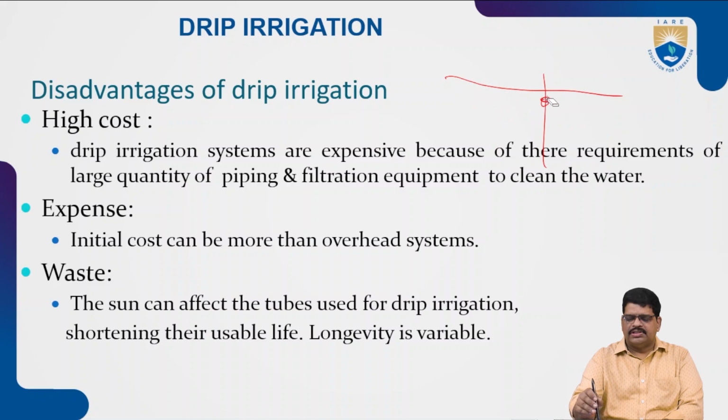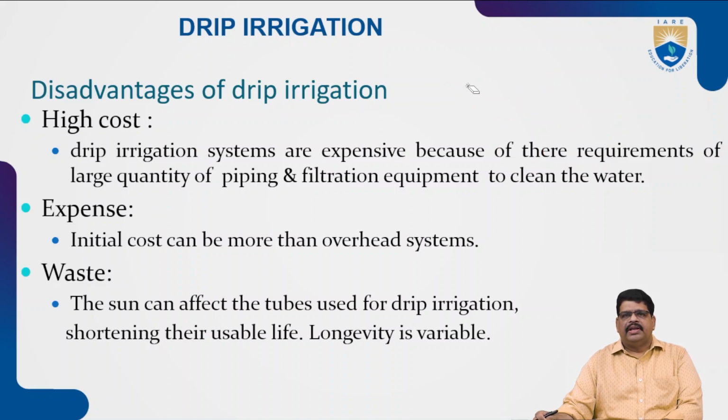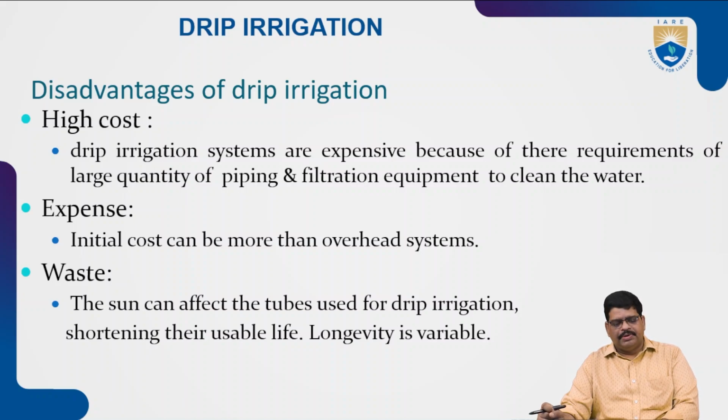So, okay, this is one of the disadvantages. Next, expense. Expense means that initially you have to purchase more of the overhead systems. Waste. Some can affect the tubes used for drip irrigation, shortening their useful life, and the longevity is variable. There is also some salt content available in the water, so it can get fixed, and the water cannot flow freely.